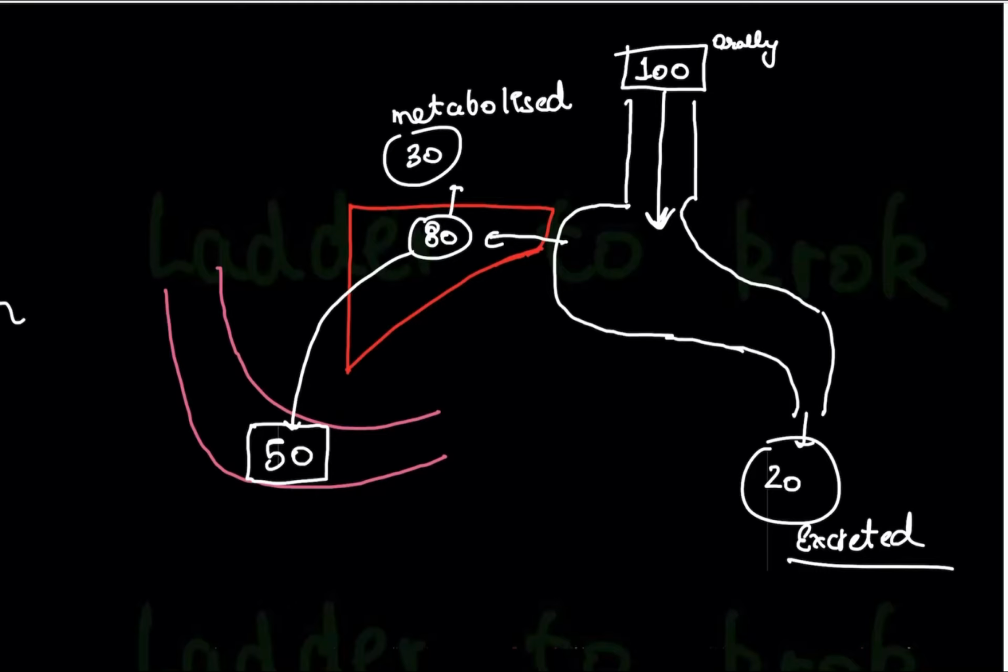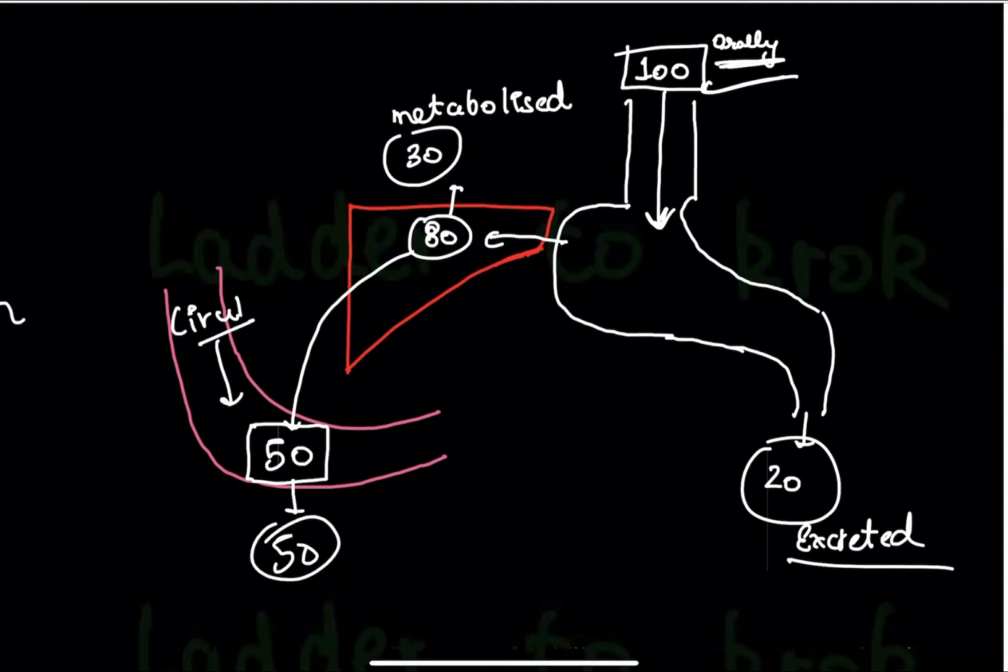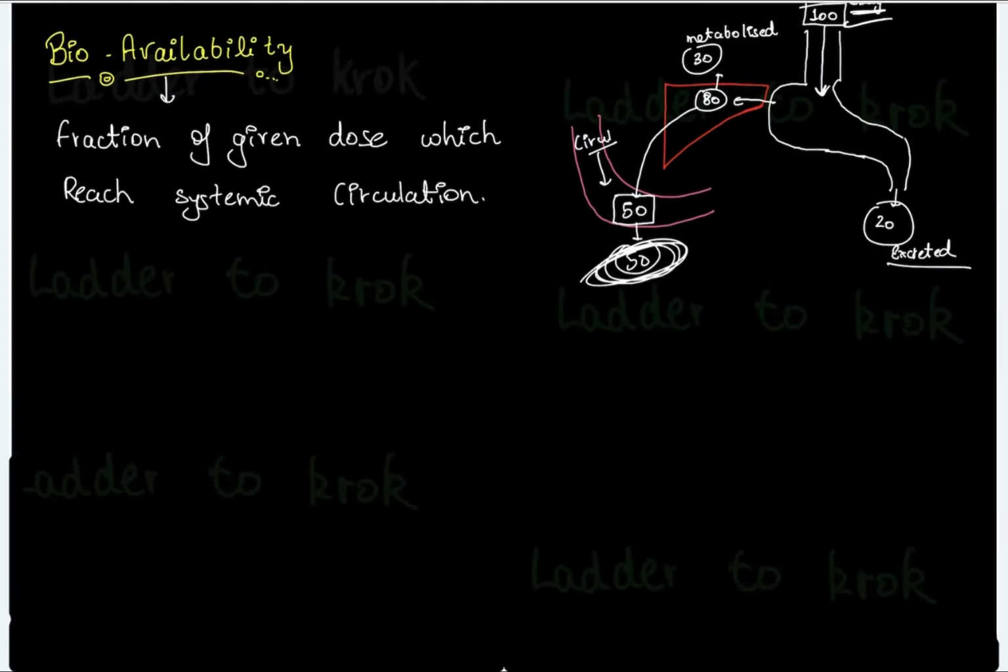So we took 100 molecules orally. How many reach the circulation? Only 50. So these 50 molecules are the bioavailability of that drug. Now why are we studying this bioavailability? It is very important to study in medicine.